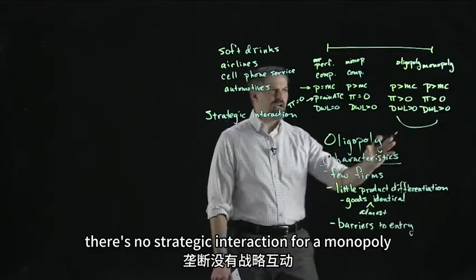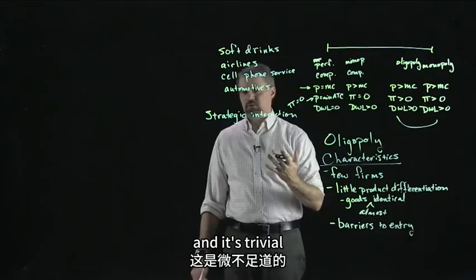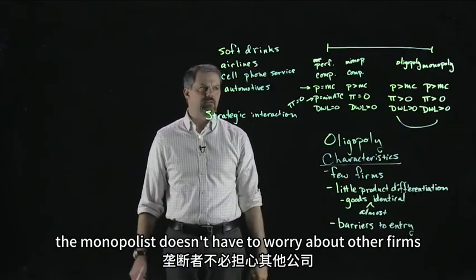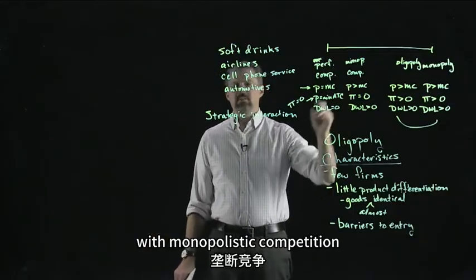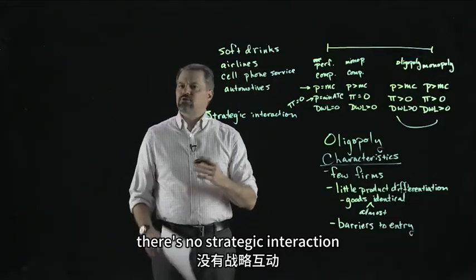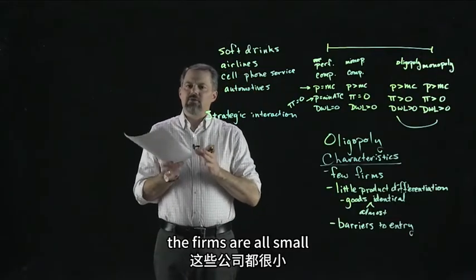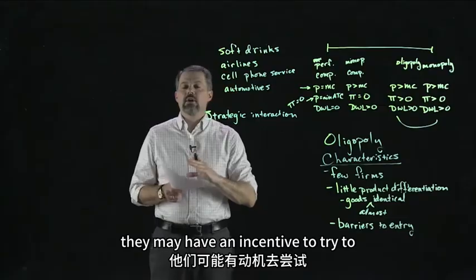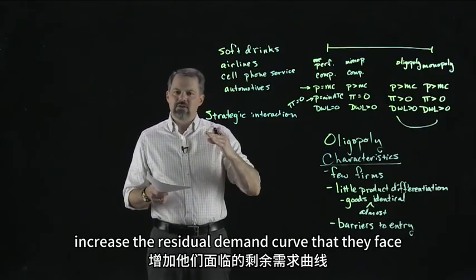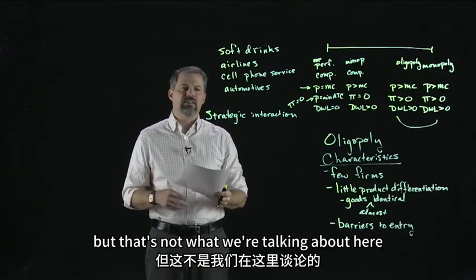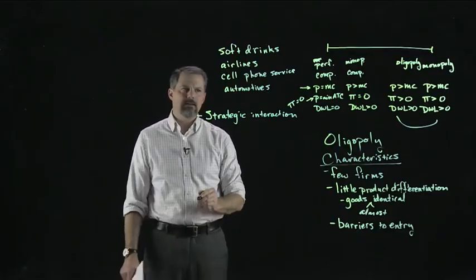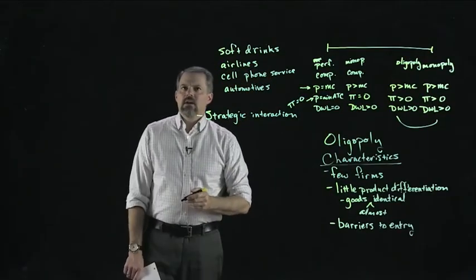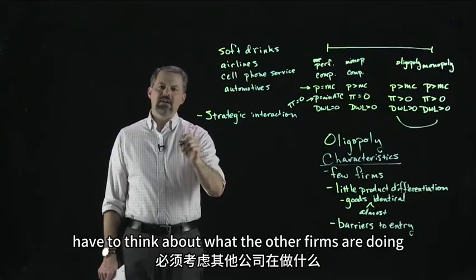There's no strategic interaction for a monopoly, and it's trivial because there's no other firms with a monopoly, so the monopolist doesn't have to worry about other firms. With monopolistic competition, there's no strategic interaction. The firms are all small compared to the size of the market. They may have an incentive to try to market themselves, to try to increase the residual demand curve that they face, but that's not what we're talking about here.